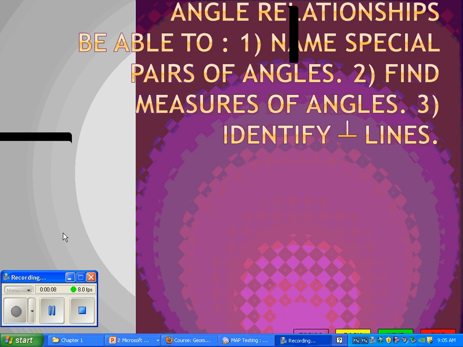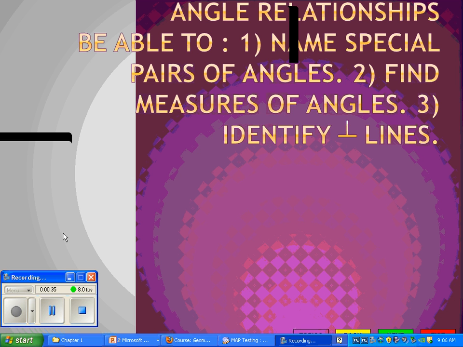All right, go ahead and start copying this down. Today is the third. What we're going to cover today: angle relationships, how angles are related to each other. Things you should be able to do: name special pairs of angles. We're going to talk about 3 or 4 or 5 different special pairs of angles. That means how 2 angles are related to each other.